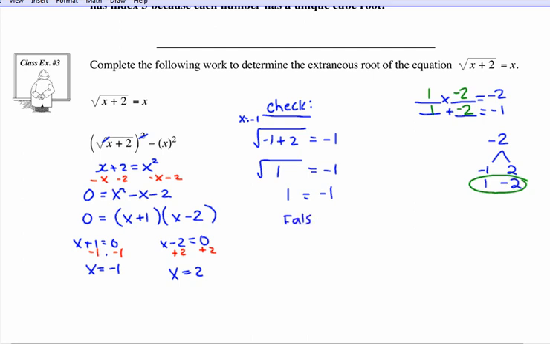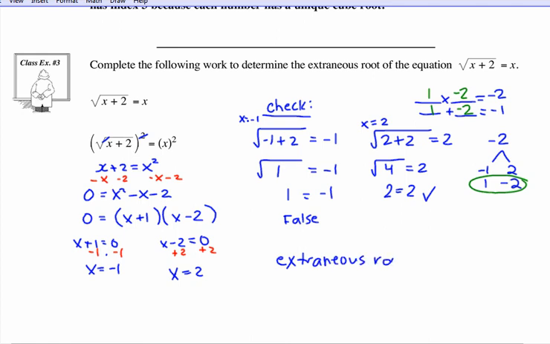Now it's possible to have more than one extraneous, so we have to check both of them. So we'll do the check now for x equals 2. Square root of 2 plus 2 has to equal 2. So square root of 4 has to equal 2, and square root of 4 is 2, so that is true. So our extraneous root is x equals 1, or negative 1, thank you, sorry.